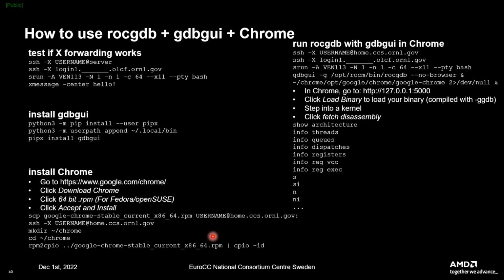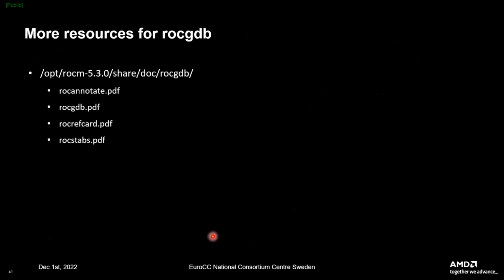But I think that's all I have overall. There are more resources about ROCgdb. If you have ROCm installed, you can find some manuals inside the shared doc ROCgdb folder, and you'll see a bunch of PDFs there. So that's pretty handy. Otherwise, you can obviously go to our documentation and website to get more details. That's what I have. It was a short but condensed talk on ROCgdb. If you have any questions, let me know.